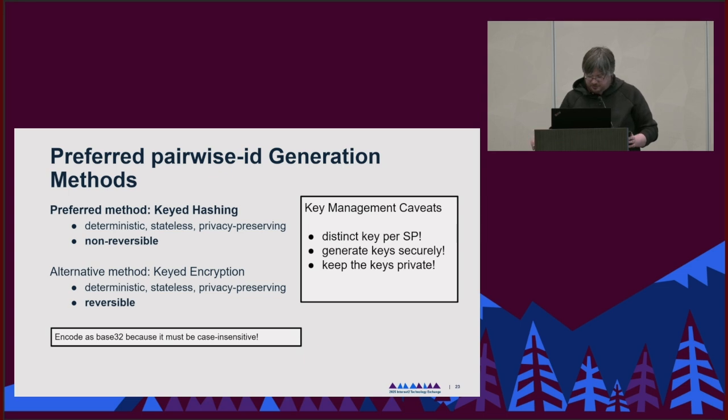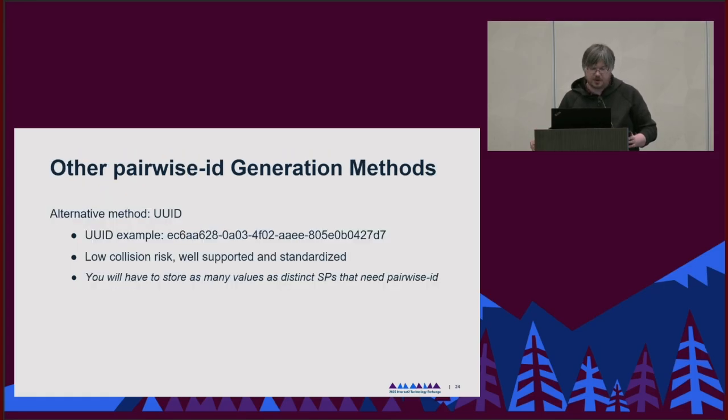When you run through these algorithms, you get, of course, a numeric output. You want to serialize that into a string. We recommend that you use base 32 because the result must be case insensitive. Base 64 is something you're probably quite familiar with, but base 64 does not satisfy that property, so you have to use base 32.